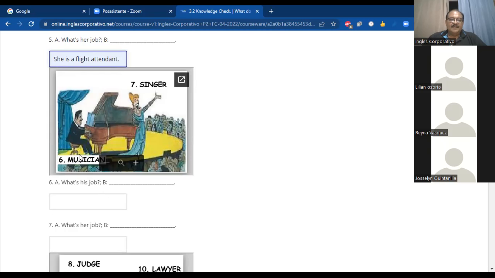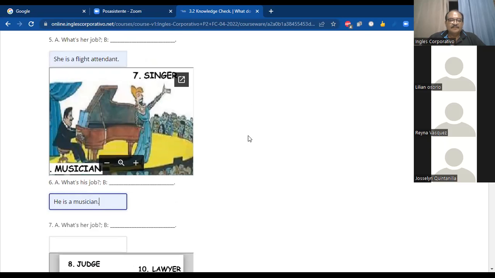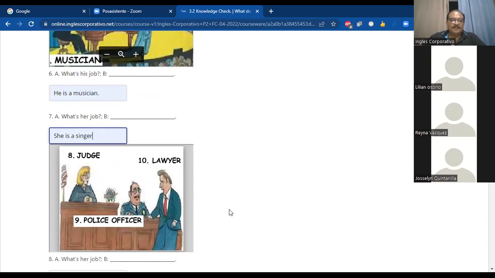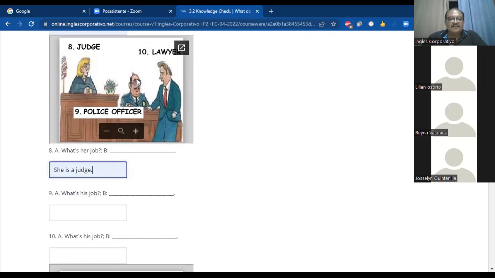What is his job? The word here is an artist. He's a musician. Okay. Musician. Using the one in the picture, right? And what's her job? She's a singer, right? Now we have the police officer, the judge, and the lawyer. What's her job? She's a judge. Yes, she's a judge. And what is his job?